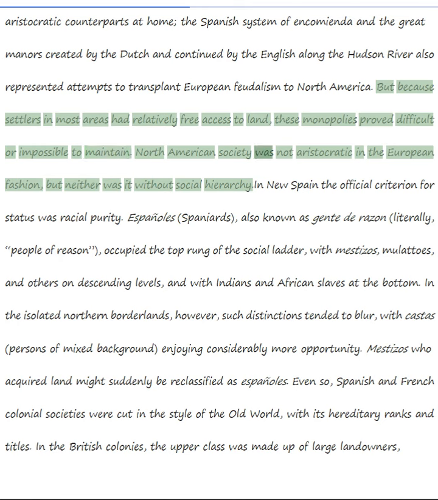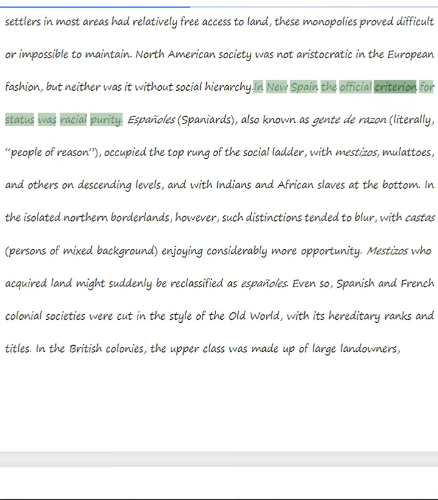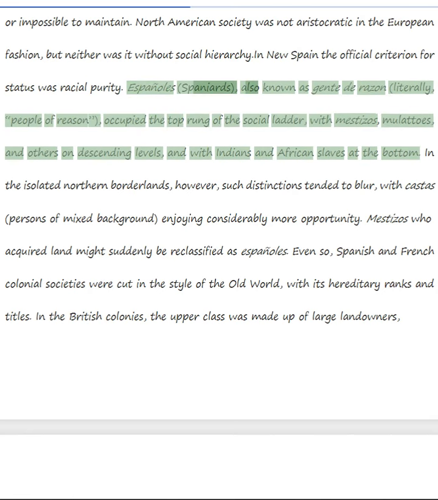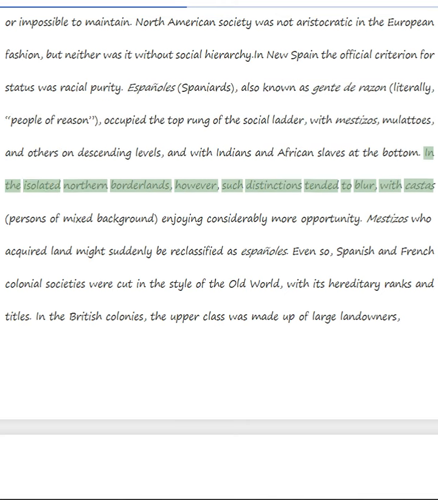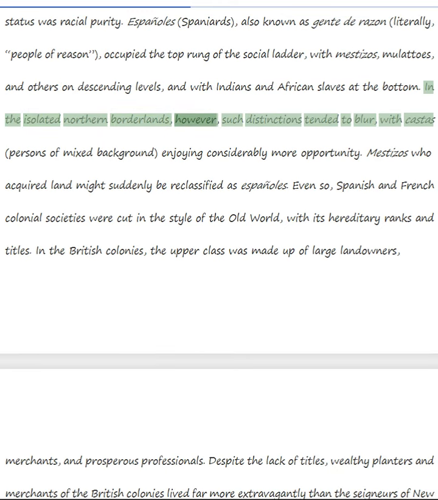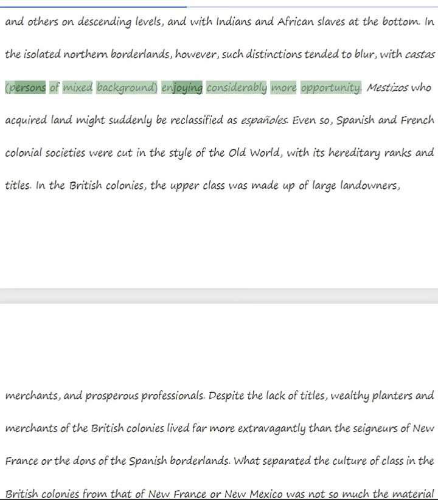North American society was not aristocratic in the European fashion, but neither was it without social hierarchy. In New Spain the official criterion for status was racial purity. Españols, also known as gente de razón, occupied the top rung of the social ladder, with mestizos, mulattoes, and others on descending levels, and with Indians and African slaves at the bottom. In the isolated northern borderlands, however, such distinctions tended to blur, with castas enjoying considerably more opportunity.